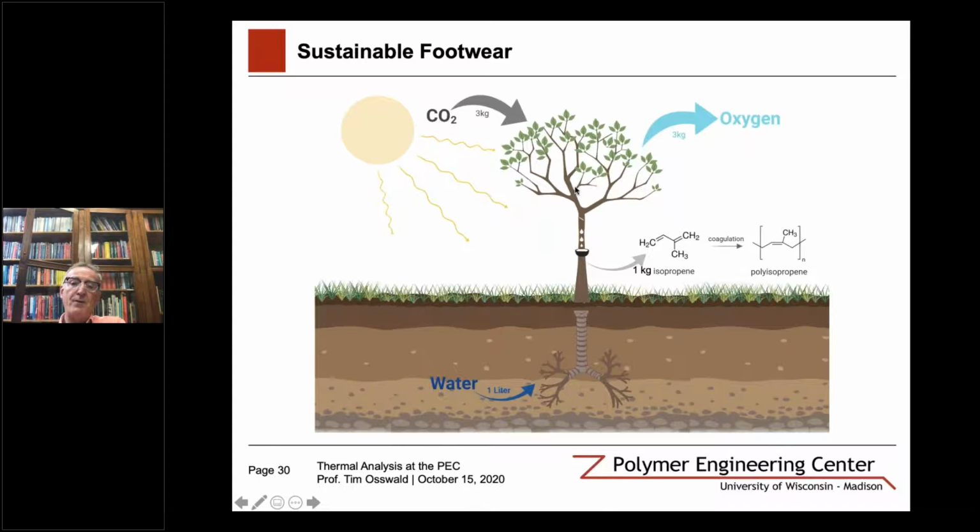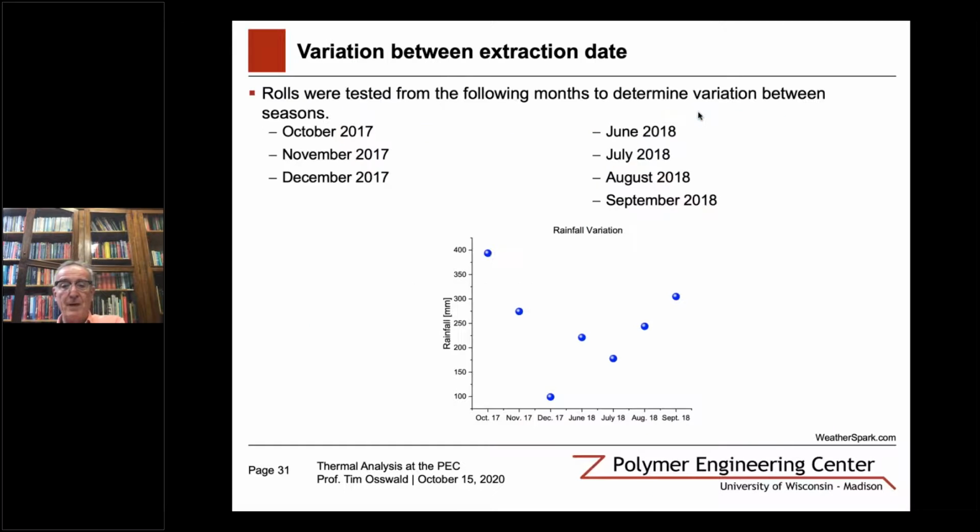If you look at the natural rubber tree, each tree produces, I would say, at least 10 kilograms of polyisoprene or natural rubber per year. But to produce 1 kilogram of isoprene, the tree sucks in 1 liter of water. It breathes in 3 kilograms of CO2, and out of the exhaust pipe comes 3 kilograms of oxygen. This couldn't be a more sustainable polymerization plant. So this is just a little pitch for natural rubber.